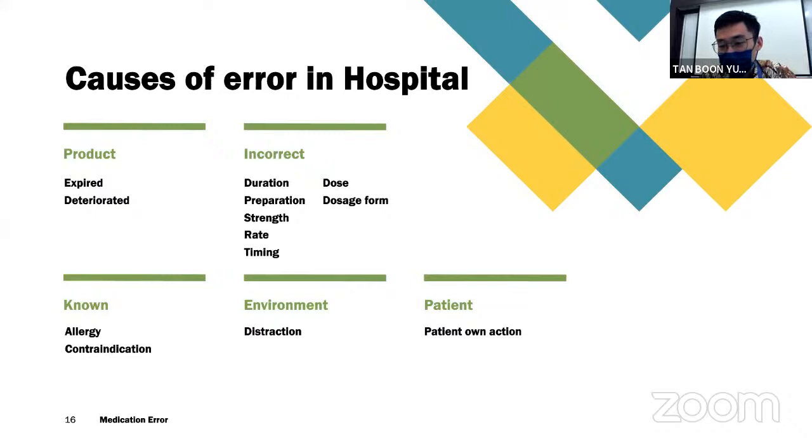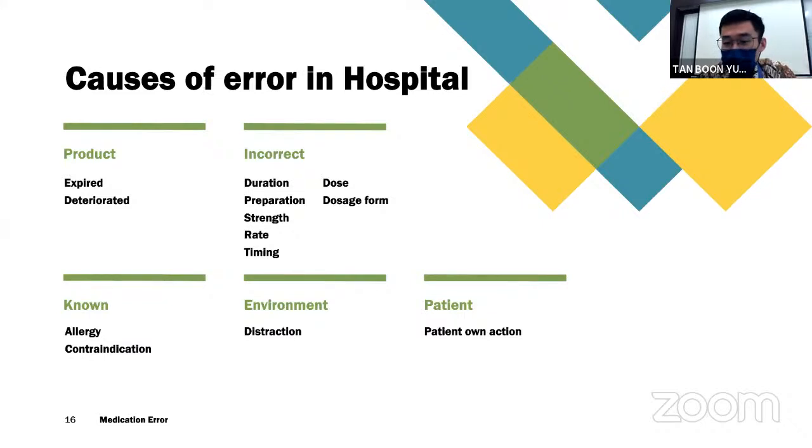Okay, so what is patient own action? Sometimes we tell the patient to take, okay, for example, an inhaler, MDI salbutamol, 1 puff BD, BD twice daily. But the patient went to take up to 10 puffs 2 hourly. Okay, it's not wrong, but based on direction from the doctor, it is incorrect and it is an error.